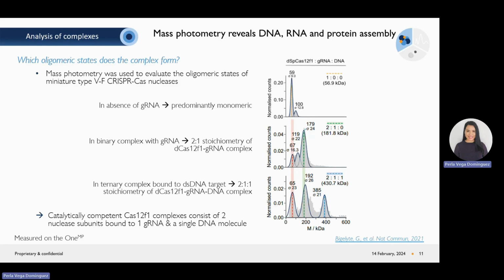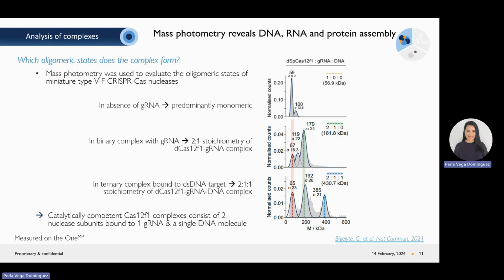First, they started measuring the nuclease on its own. They saw that it exists predominantly as a monomer. But as soon as they add a guiding RNA sequence into the mix, they start detecting the complex that is formed by two nucleases and one guiding RNA sequence.